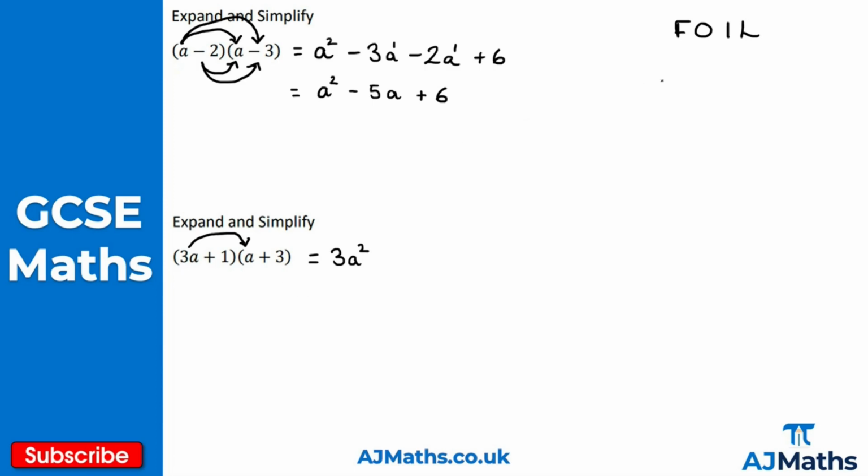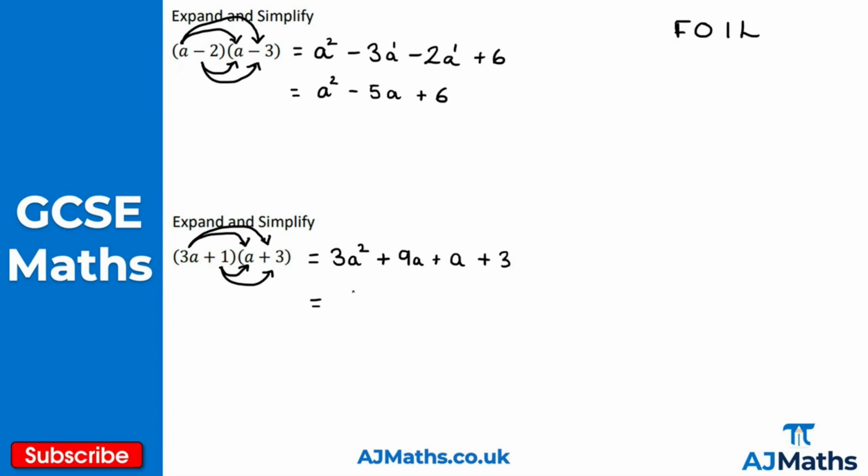We then do the outside term, so the two furthest apart. So 3a times positive 3, that would give me 9a. So 3 lots of 3a, that's 9a. We then do 1 times by a, that would give me plus a. And then finally we do 1 times positive 3, giving me positive 3 there.